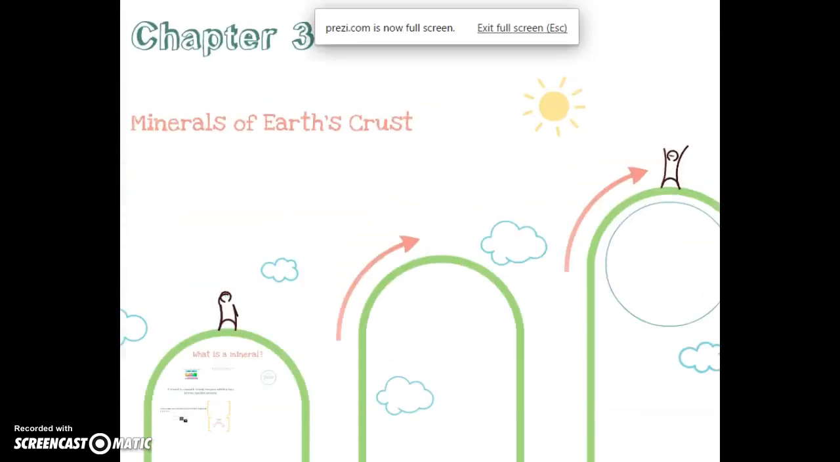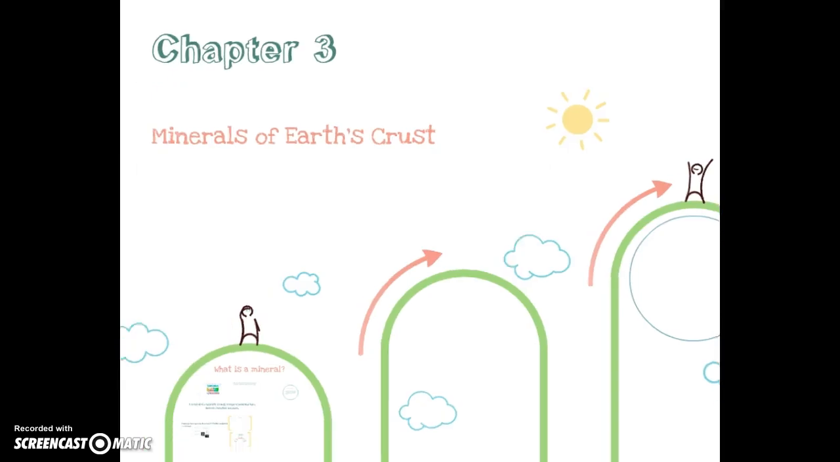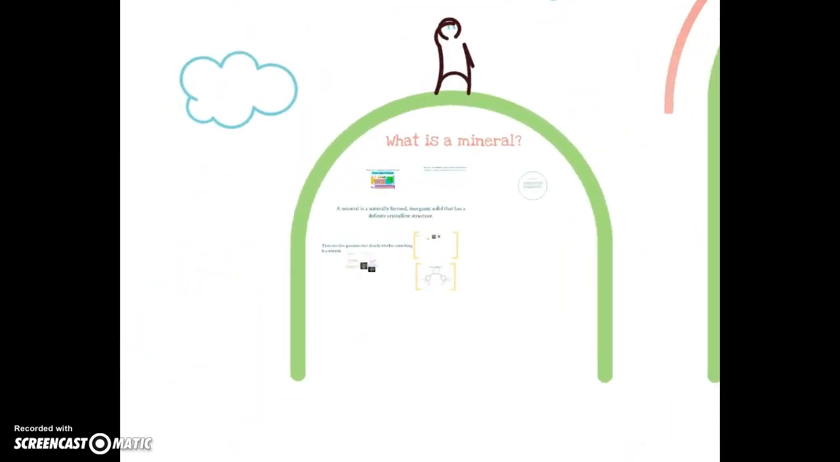Hey guys, welcome to our section on minerals. We are going to talk about what makes a mineral and what are some of the questions we can ask when we're looking at whether or not something is a mineral. And then we're going to talk about a project that you're going to come into class and work on.